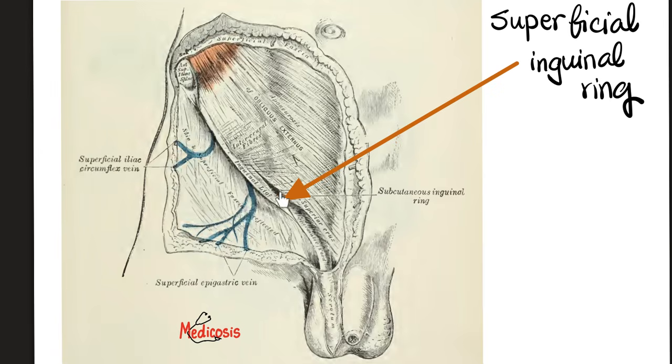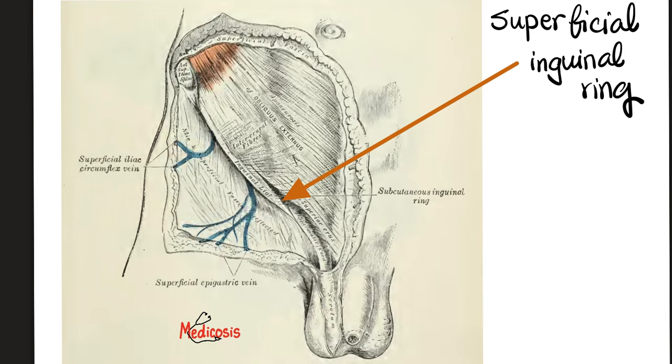This is the superficial inguinal ring, also known as the external inguinal ring, also known as the subcutaneous inguinal ring. And you see that's the spermatic cord emerging out. The spermatic cord is the lifeline of the testis. There is a spermatic cord on the right and another one on the left. The two testes live inside the scrotum. The scrotum is just one sac. So normally the male subject has one scrotum.